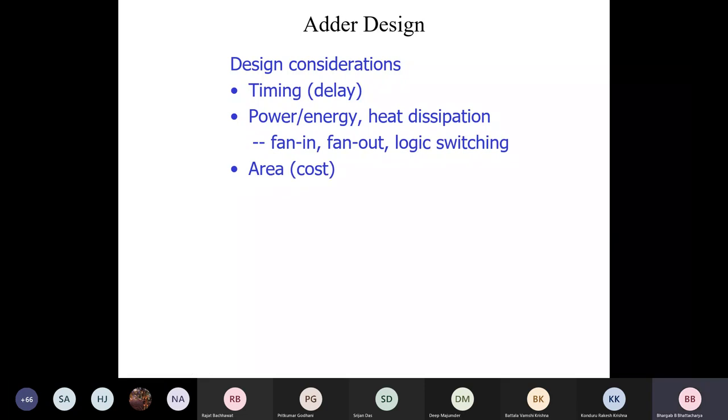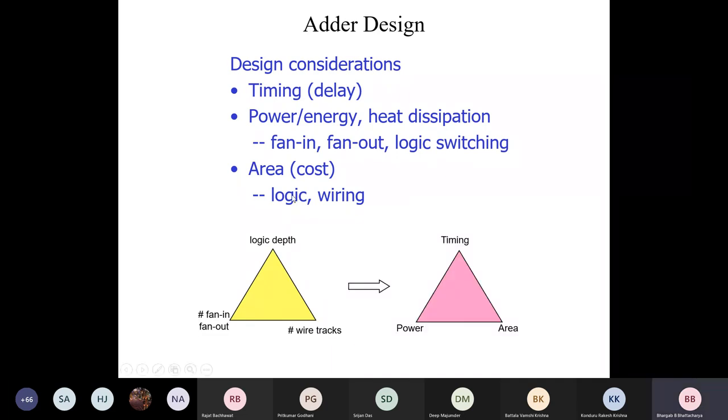And of course, there is area or cost. As the area increases, the cost also increases because the yield reduces. The probability of a defective chip becomes higher. So all these considerations are interrelated. Area is determined by the size of the logic, the wiring cost, and so on.